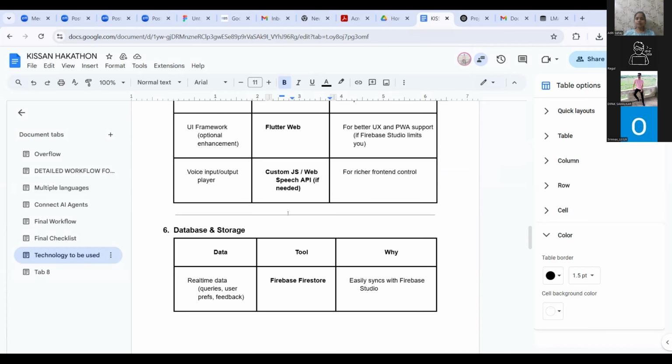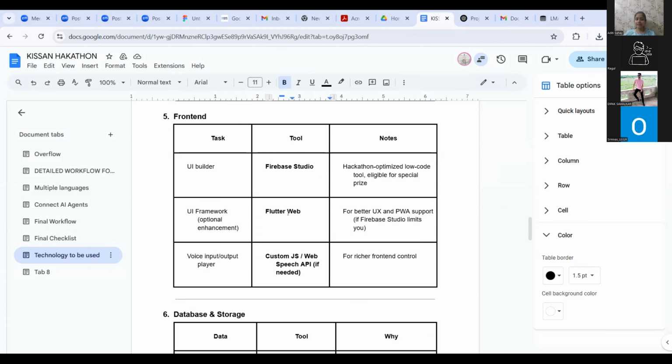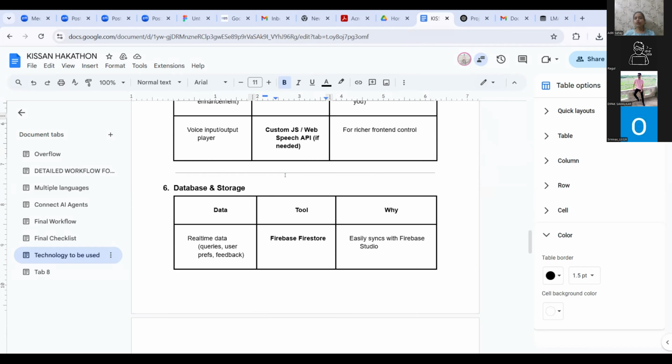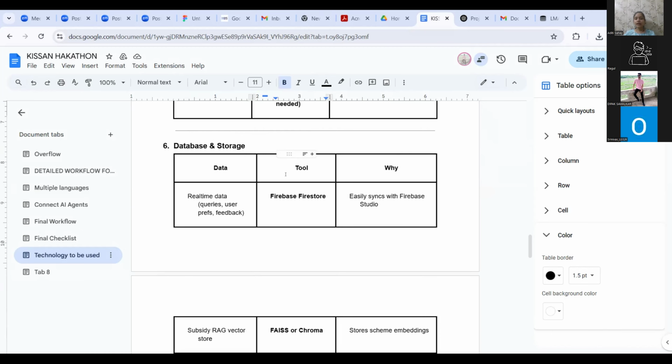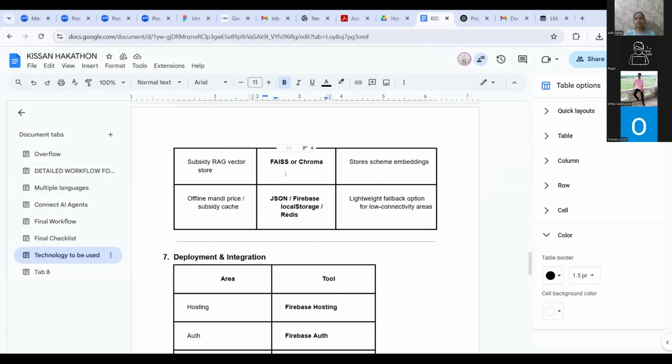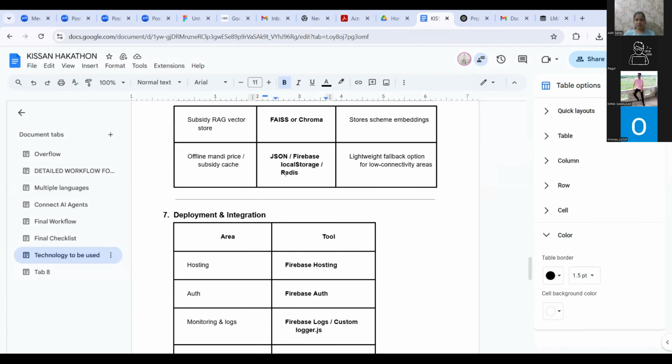And in case Firebase Studio doesn't work well, meaning there is some limit, then moving on to voice input and output, we are going to use custom JS as well as Web Speech API. Then for real-time data, we are again going to use Firebase Firestore. Then offline Mandi price, like guys, just 2 minutes now.